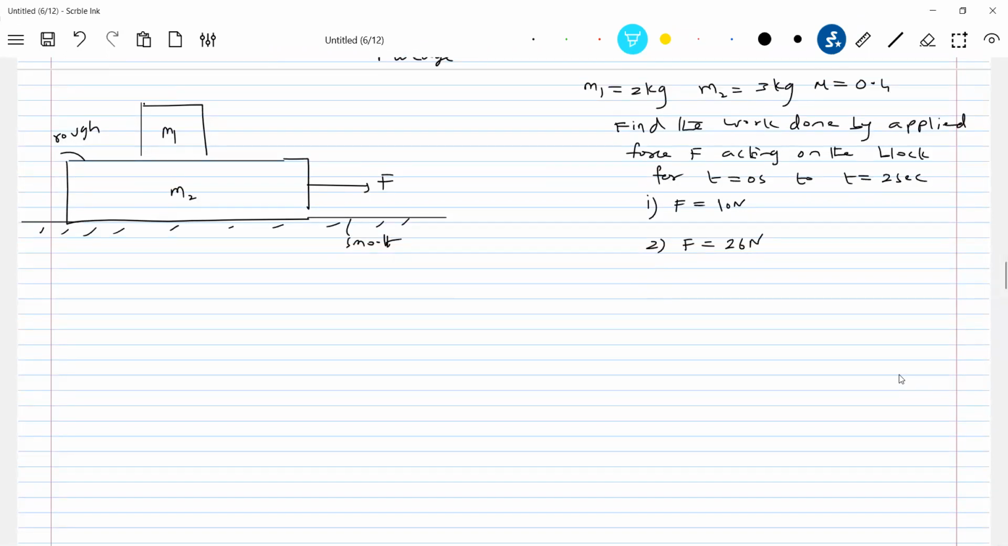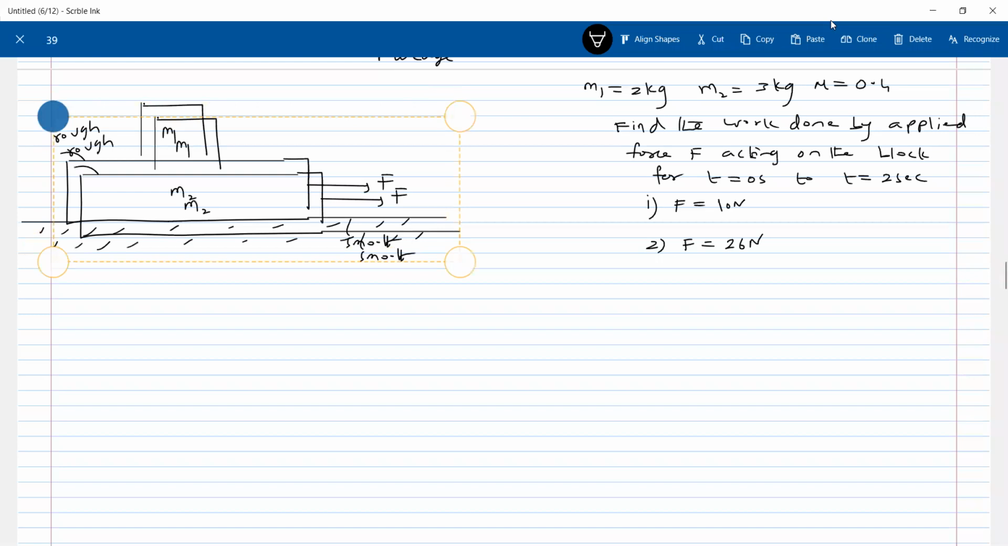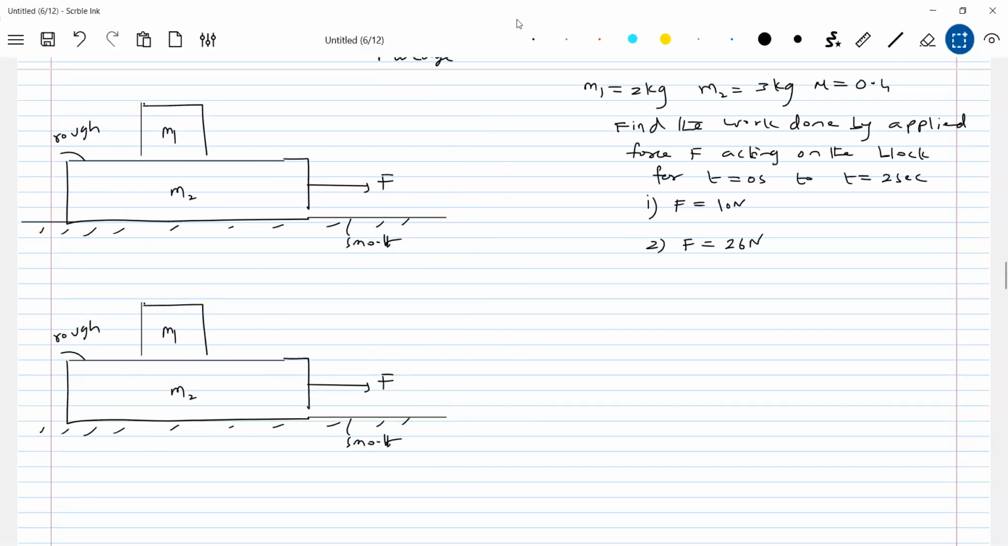Now first let me apply the force 10 Newton. So look at the situation, find the work done by applied force F acting on the block for t equal to 0 seconds to t equal to 2 seconds. So first I'm applying a force 10 Newton. You know the background of these things, so don't bother. Now let's analyze in terms of the work done idea. I'm starting the first case. F equal to how much it is?